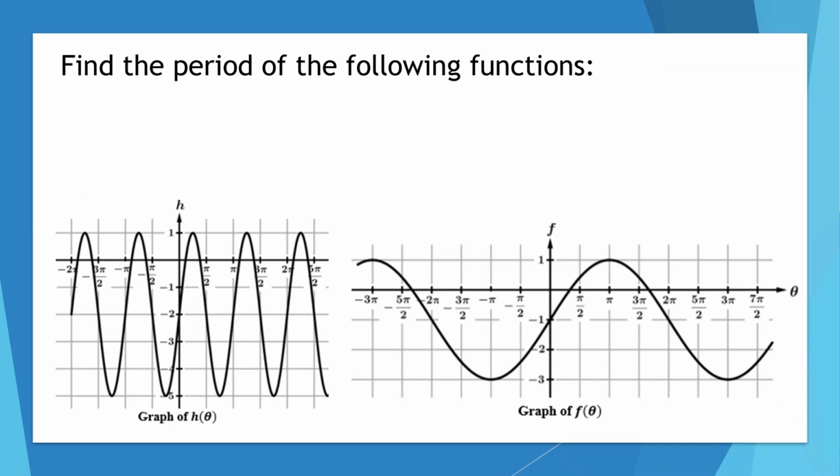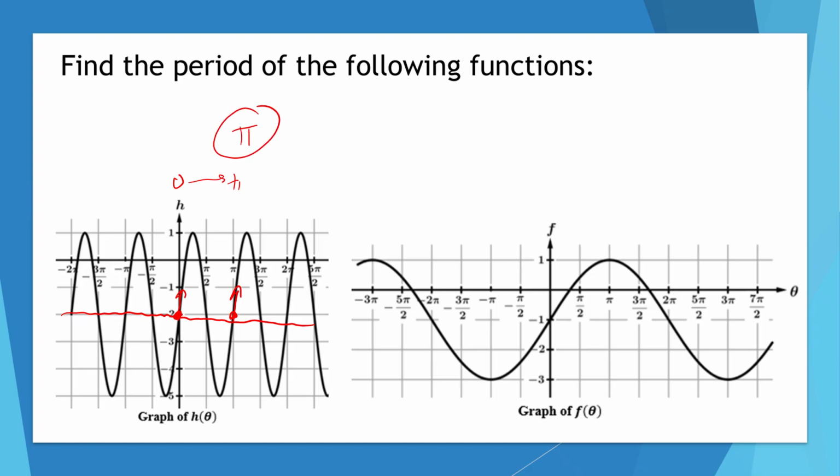So finding the period of these functions, let's take a look. It's hard to estimate where this is going to be in terms of our x value. So instead, I might want to look at the midline. Here I see the midline at 0. It starts at the midline and goes up, and it does that again at pi. It starts at the midline and goes up, and that's when it starts to repeat. So from 0 to pi, our period here should be pi.